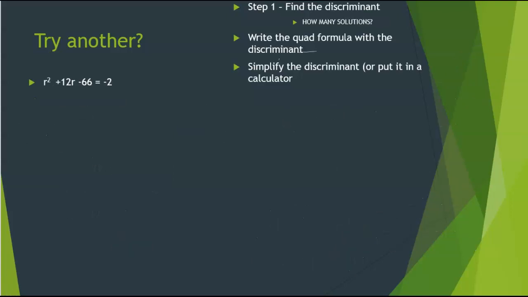Okay, let's try this one. First thing you have to notice is that the right side is not 0. So we first have to make this right side 0. We're going to have that 2 jump the fence. Now we got r squared plus 12r, -66 plus 2 is -64. Now we have a 0. Okay, now we could find the discriminant, which is b squared minus 4ac.